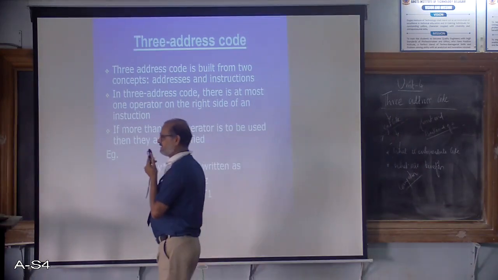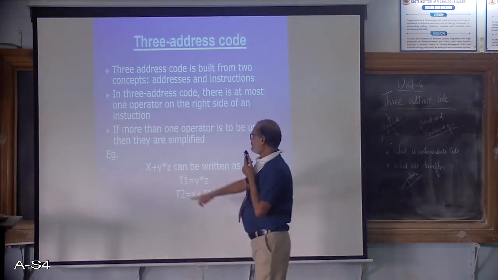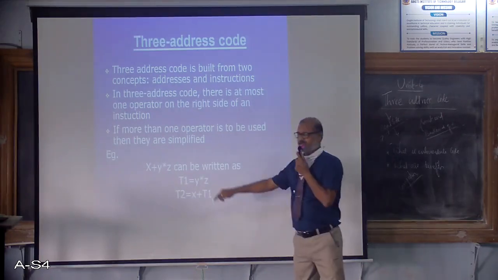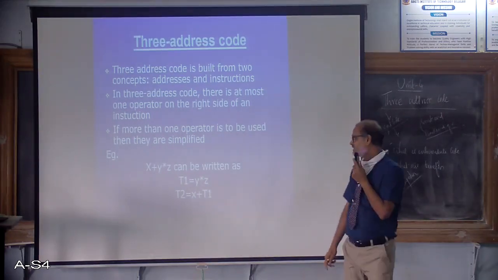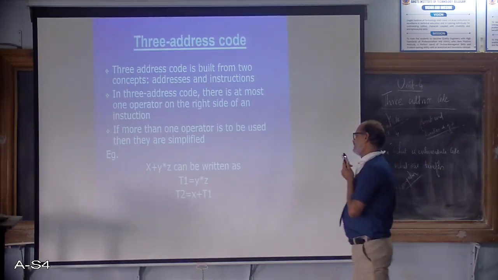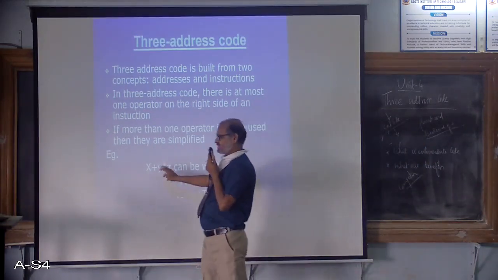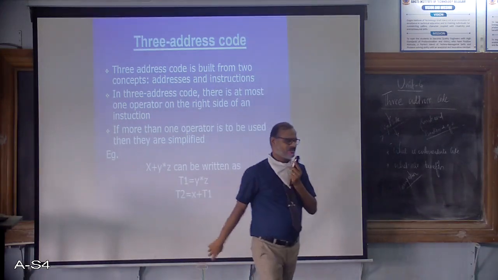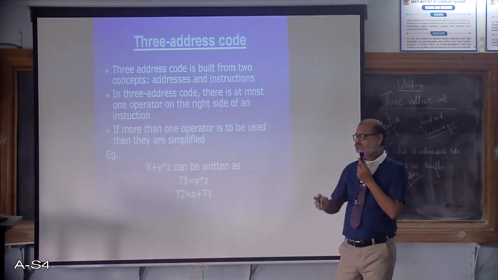So for example, see here, I have a source statement x plus y into z. So this is a source statement which involves two operators. So two operators are not permissible. So this is divided into several parts.